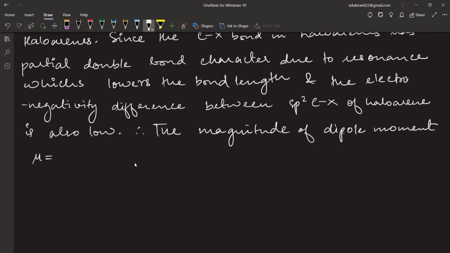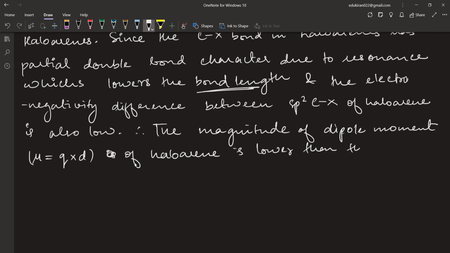that is mu, which is equal to charge into distance, right? Now, what is charge? Charge is due to the electronegativity difference and distance is due to the bond length. So the bond length is also small in the haloarenes, and the electronegativity difference of the sp2 C-X bond is also low. That is why the dipole moment of haloarene is lower than that of haloalkane.